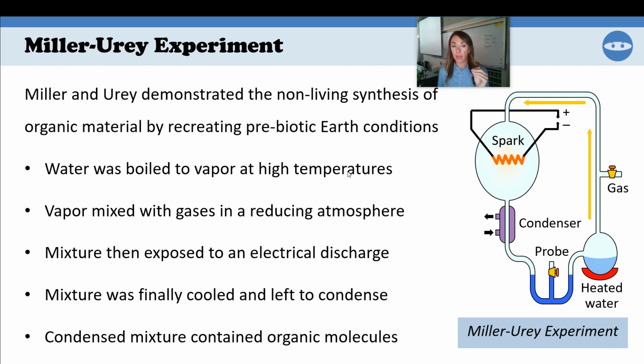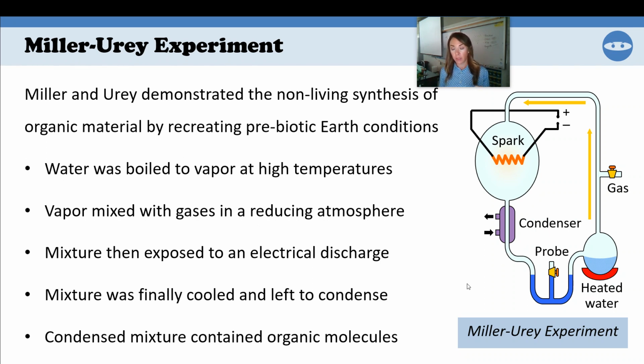Water is boiled at a very high temperature, and it's allowed in a reducing atmosphere. So I've got my heated water here, and then it's going up here with the gas. It's allowed to escape here. This atmosphere is then exposed to an electrical discharge, like lightning, trying to show what the effects of lightning striking the air would be. With the oceans evaporating, coming up here, now it's electricity. And then it was cooled and allowed to condense.